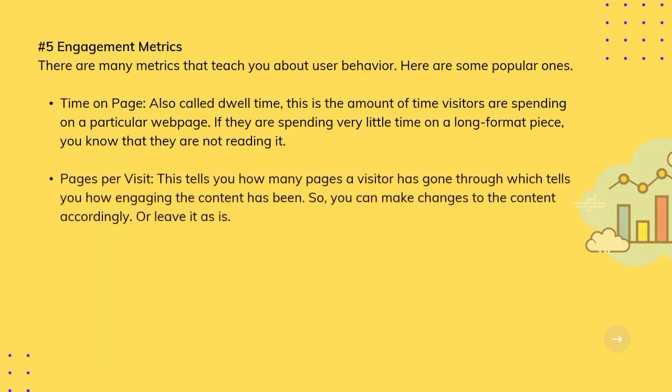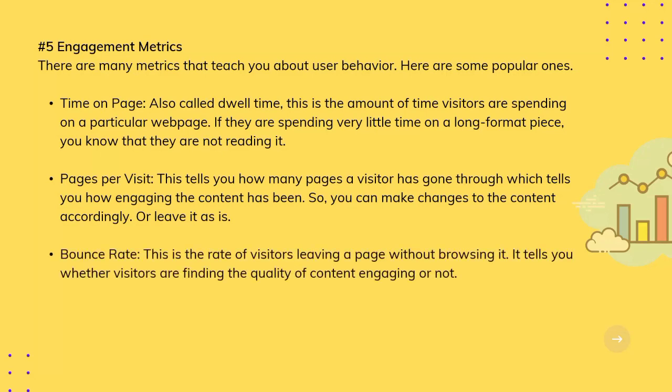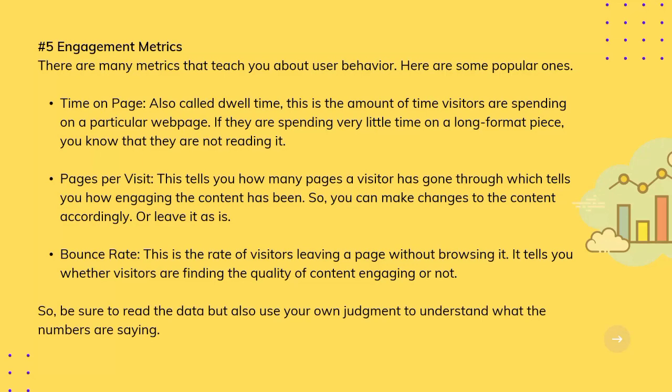Pages per visit. This tells you how many pages a visitor has gone through, which tells you how engaging the content has been. So you can make changes to the content accordingly, or leave it as is. Bounce rate. This is the rate of visitors leaving a page without browsing it. It tells you whether visitors are finding the quality of content engaging or not. So, be sure to read the data, but also use your own judgment to understand what the numbers are saying.